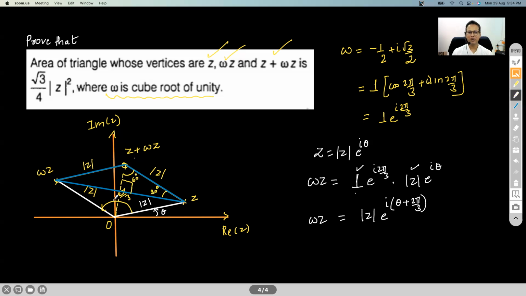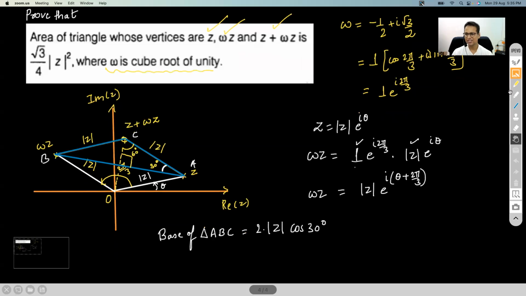Now, if I want to find the area of the triangle, let me name it ABC. I need to know its base and height, which I can easily find out. So what will be the base of triangle ABC? Now see, this is mod z, right? And this is 30 degree. So the base of the triangle will be mod z cos 30 degree into 2.